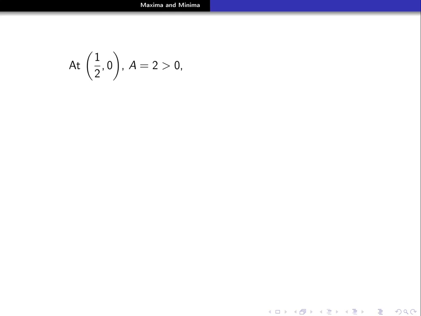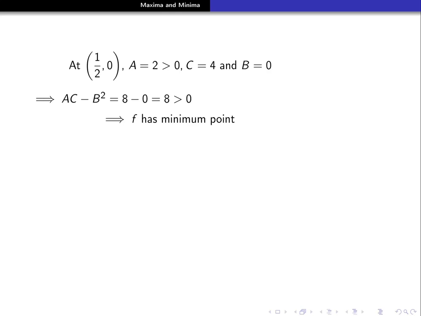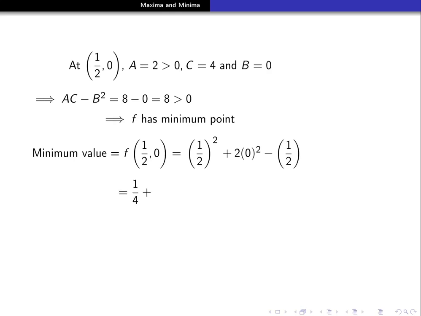Therefore A is equal to 2, that is greater than 0. Therefore AC minus B square is equal to 8, which is also greater than 0. So f has the minimum point. So for the minimum value we can replace (1 by 2, 0). Therefore we can replace the values. So we will get 1 by 4, the coldest point on the plate.